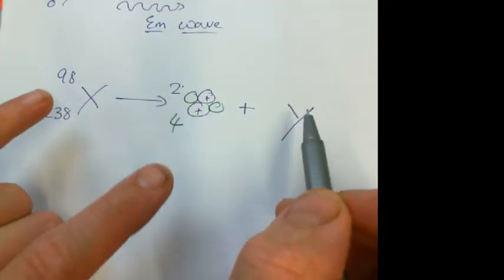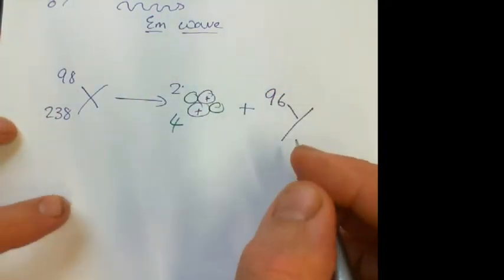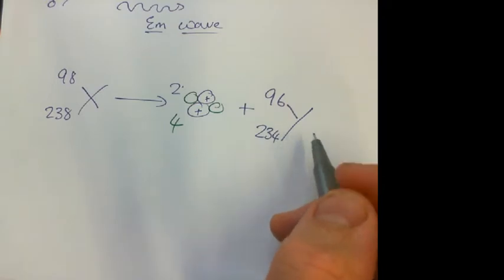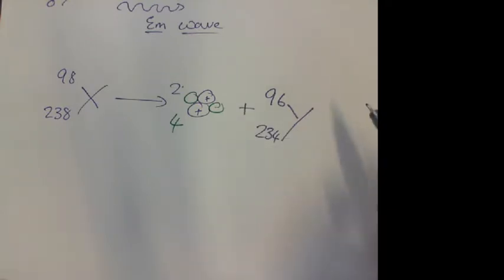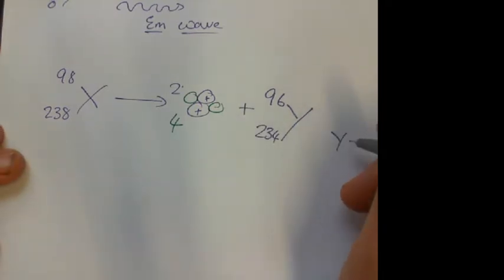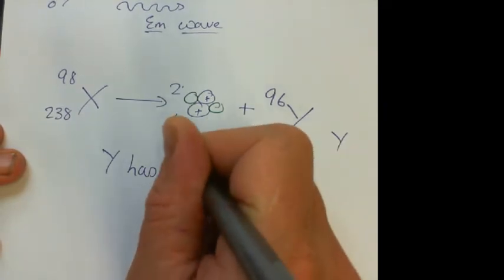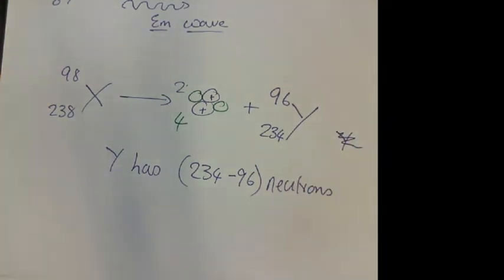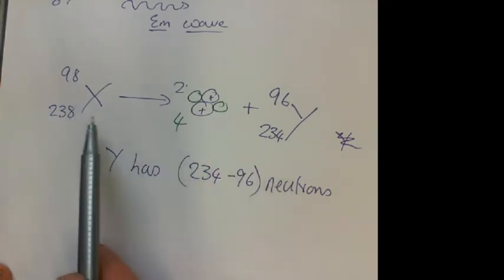and we know that whatever we've got on this side must add up to the 98, so I want two numbers that add together to equal 98. So I do 98 minus 2, so that means 96, and I do 238 minus 4 to give me 234 on the bottom. And what that means is that the new element has got 96 protons left and 234 in total left, which means that the number of neutrons that it has got left, so Y has 234 minus 96 neutrons. Okay? And that way we can see how it's changing. And the key thing is that these two numbers must add together to equal this number, and these two numbers must add together to equal this number.